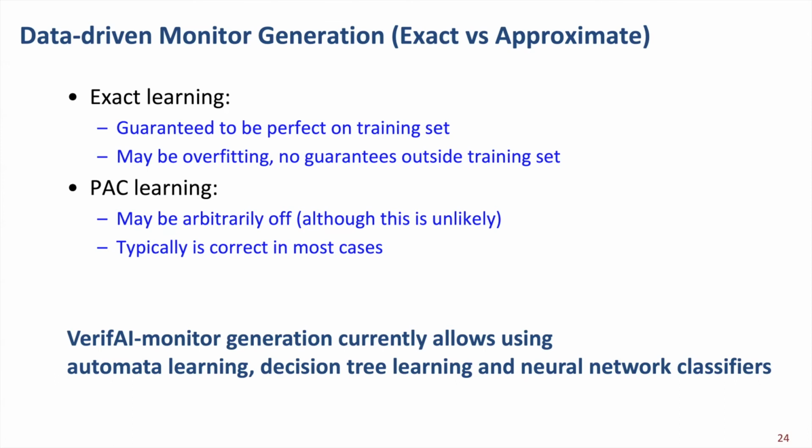And you can now learn different artifacts: either automata, decision trees, or neural network classifiers. We've done a PAC approach for all three of them, and these are available in Verify. Of course, there are possible other extensions and other targets, and it's quite modular, so you can just plug in your own algorithm. And I think there's a lot of room for collaboration and improvements here.